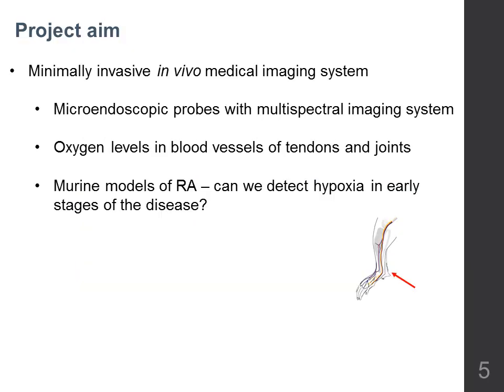So the aim of my project is to develop a minimally invasive in vivo medical imaging system. When I say minimally invasive, I'm referring to microendoscopic probes, which I'll describe a little bit later on, combined with a standard multispectral imaging system for oximetry, and looking at blood vessels in tendons and joints. For this study, we'll be using mouse models of rheumatoid arthritis and seeing whether we can detect hypoxia in early stages of the disease and monitor how it changes as the disease progresses and see if we can learn anything about that.